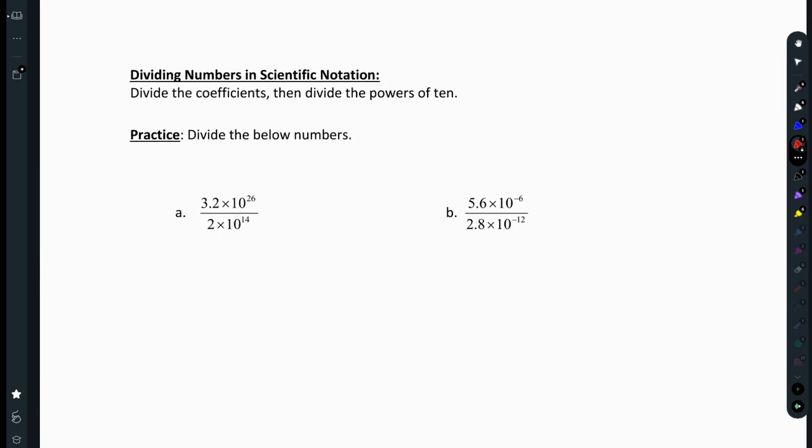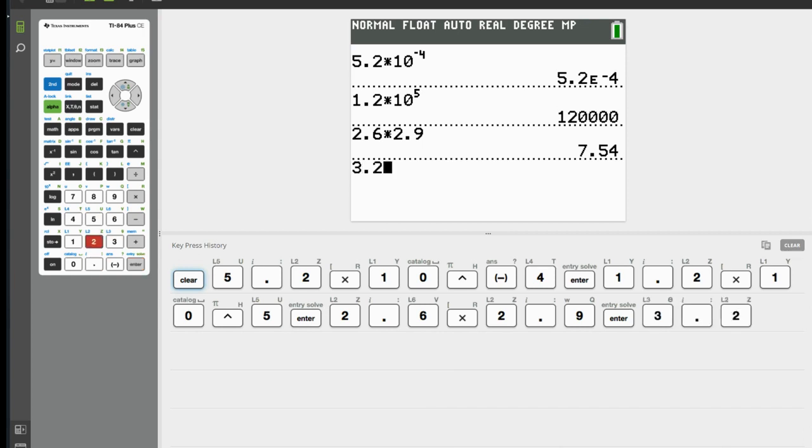We just did multiplying. This time we're going to be dividing. When we divide and we have exponents, we're going to subtract the exponents. So let's make a note. In the case of division and you have exponents, you subtract the exponents. All right, so we're going to divide our coefficients, and then we'll subtract the exponents. So 3.2 divided by 2. That's going to give me 1.6.